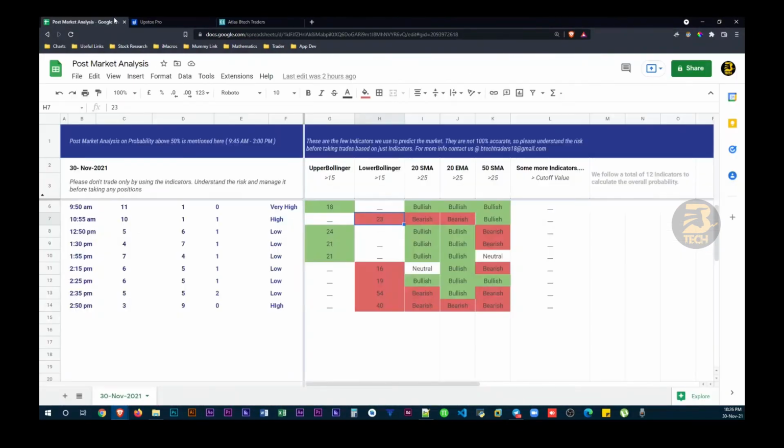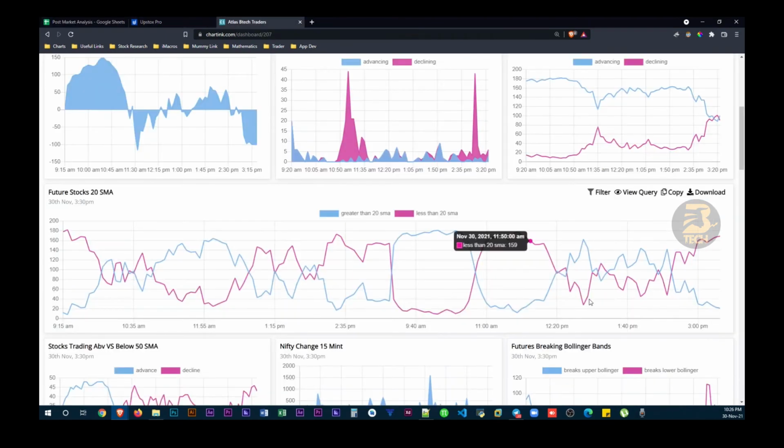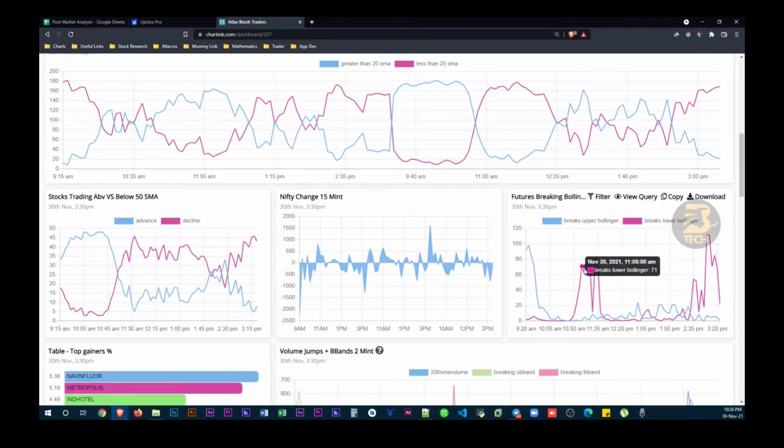Our table. Here we marked the entry points, and we also marked upper Bollinger and lower Bollinger. When the line is blue we marked it as upper Bollinger, when the line is red we marked it as lower Bollinger. See from here, when the line is red on top that means lower Bollinger, when the line is blue it means upper Bollinger. Okay, it's very simple.